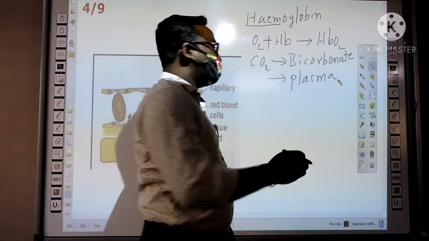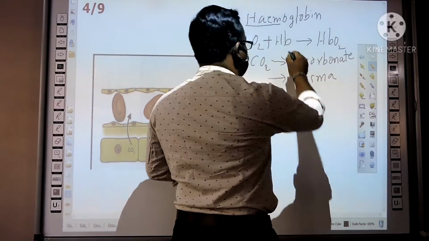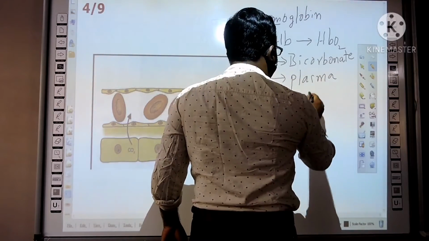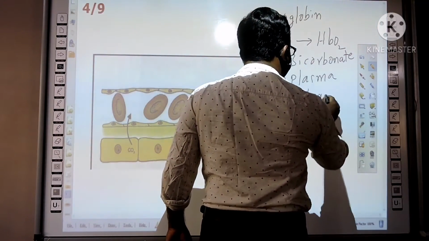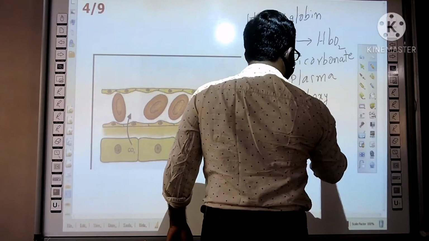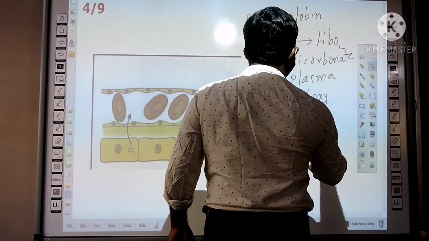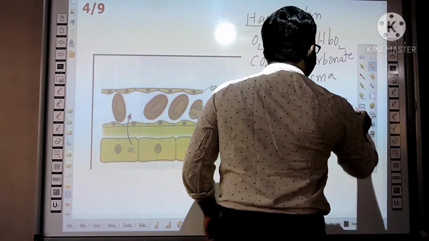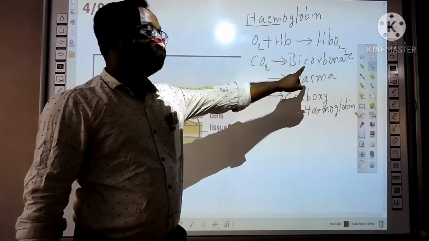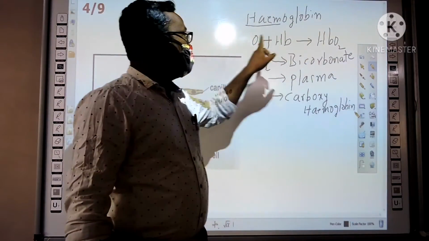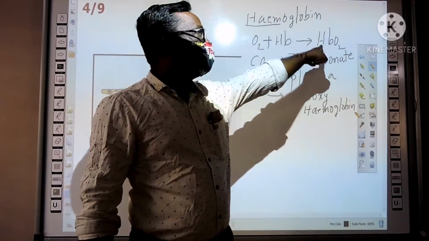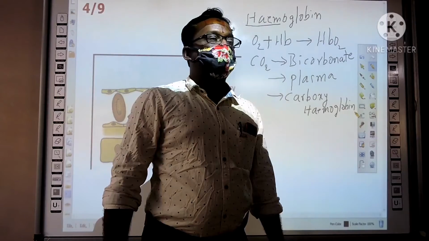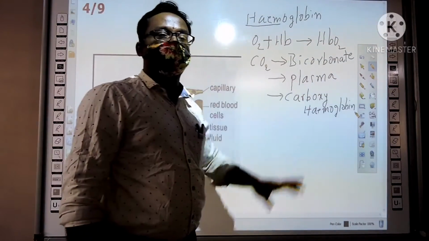And a small amount of carbon dioxide combines with hemoglobin and forms carboxyhemoglobin. So mostly carbon dioxide is transported in the form of bicarbonates, and oxygen is transported in the form of oxyhemoglobin. This is the transportation of gases.